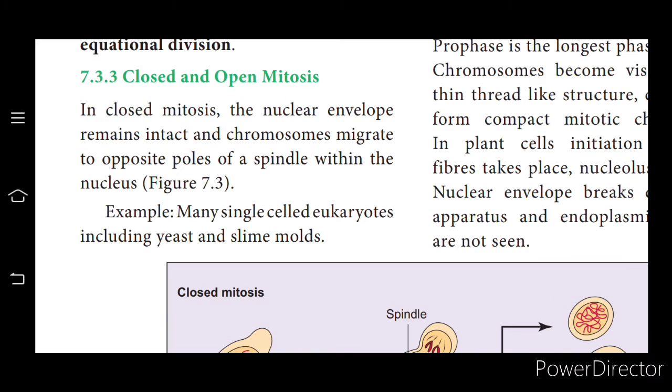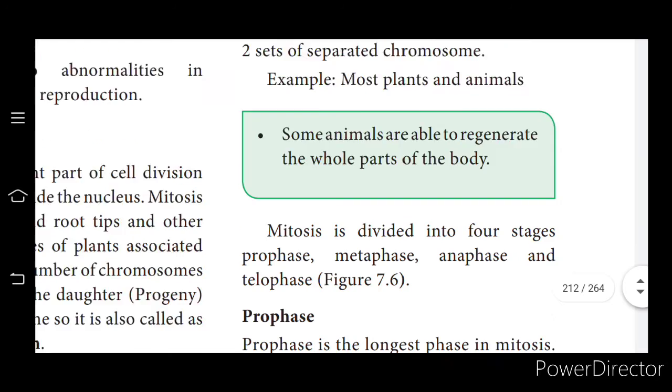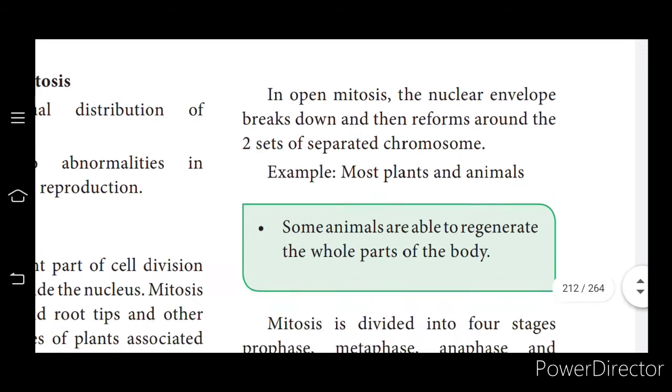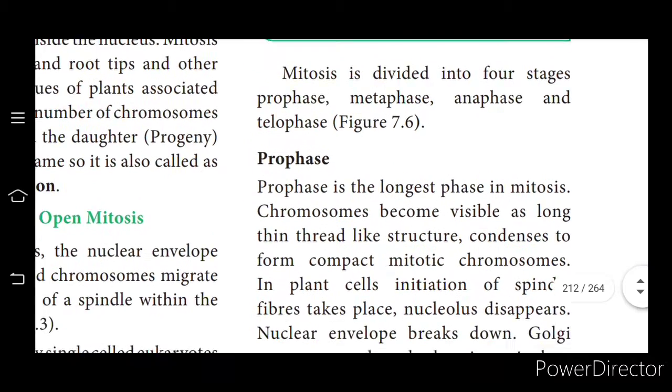In closed mitosis, the nuclear envelope remains intact and the chromosomes migrate to the opposite poles. That is a kind of closed mitosis. In open mitosis, the nuclear envelope breaks down and reforms again around the 2 sets of separate chromosomes. That is what is called open mitosis.